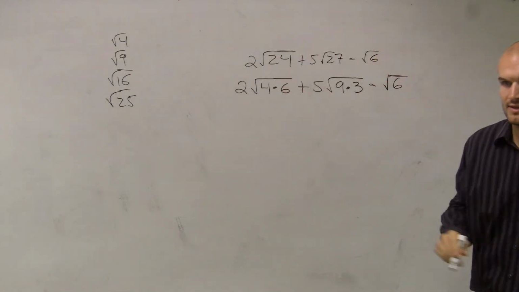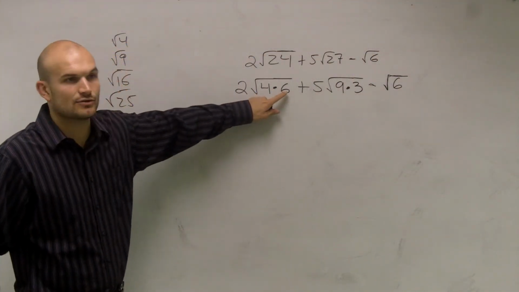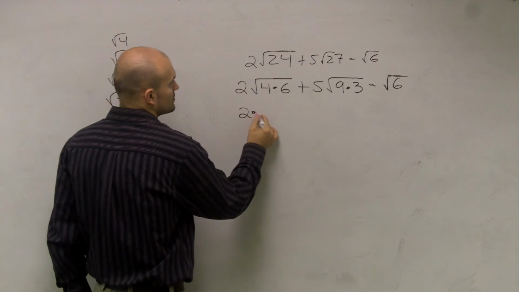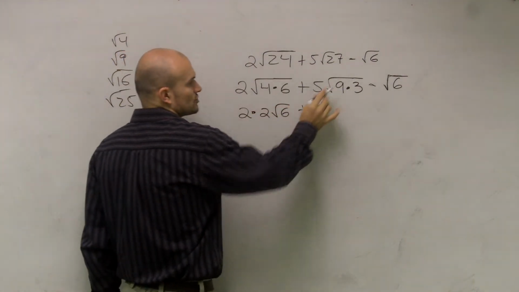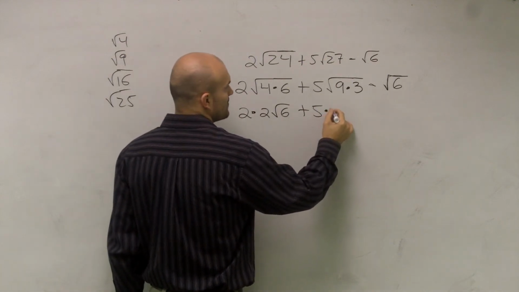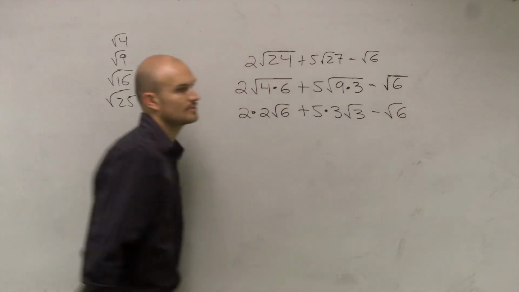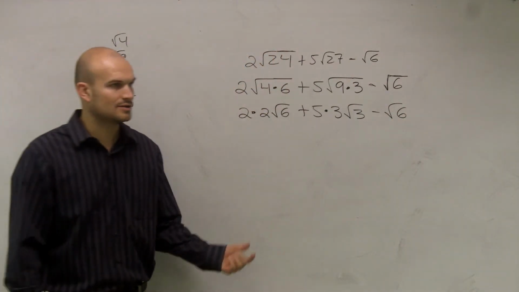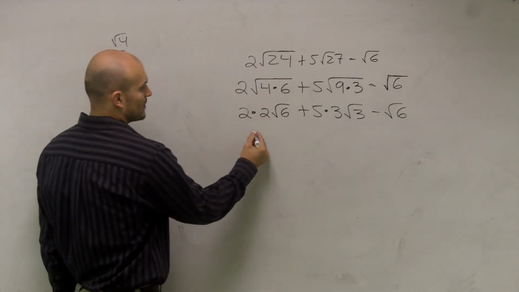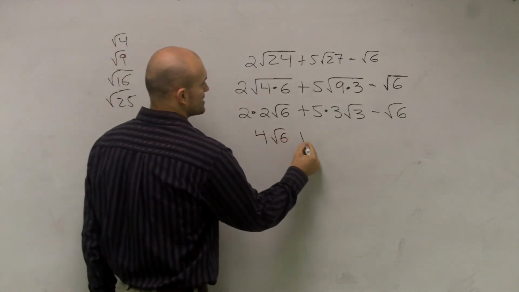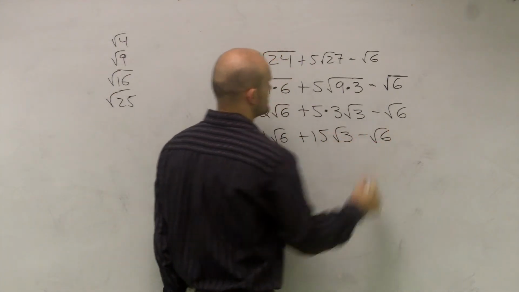So now we simplify these. Well, you can take the root of 4. You can't take the root of 6. So I get 2 times 2 times radical 6 plus 5. The square root of 9 is 3, so 3 times radical 3, minus radical 6. Okay, when I say the root, the radical, the square root, all deal with the exact same process. Here I can multiply, so I get 4 square root of 6 plus 15 square root of 3 minus square root of 6.